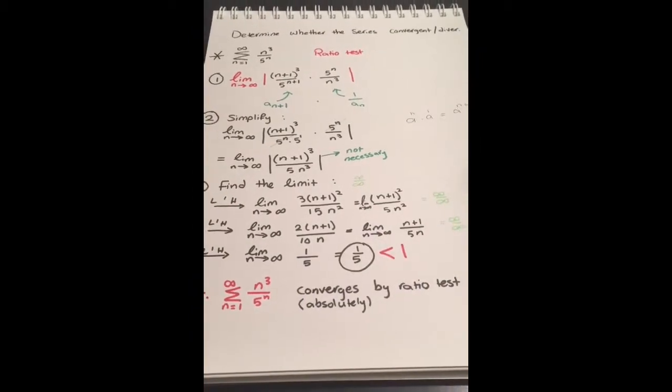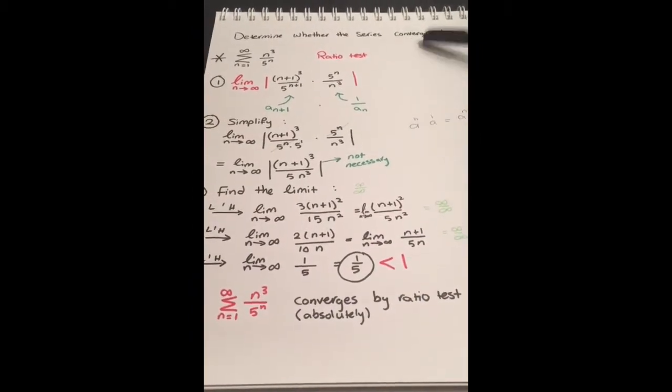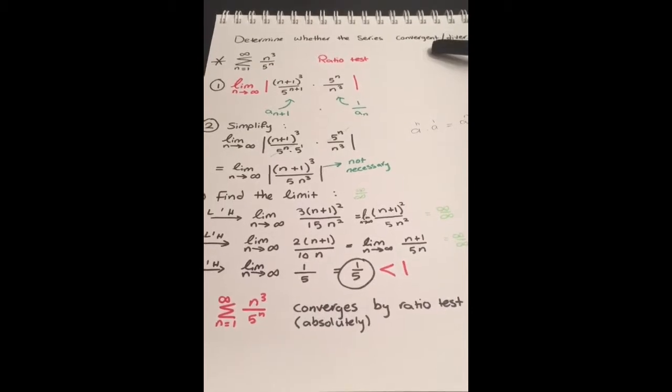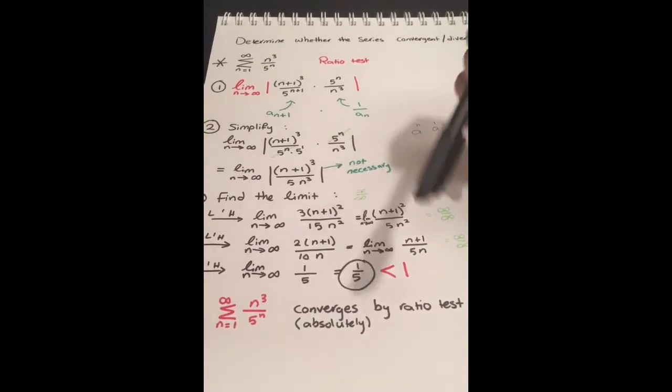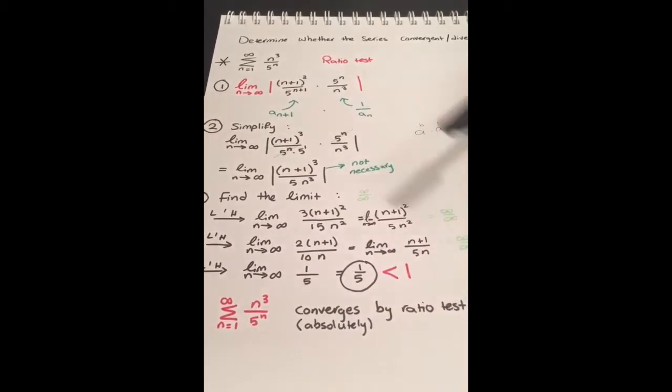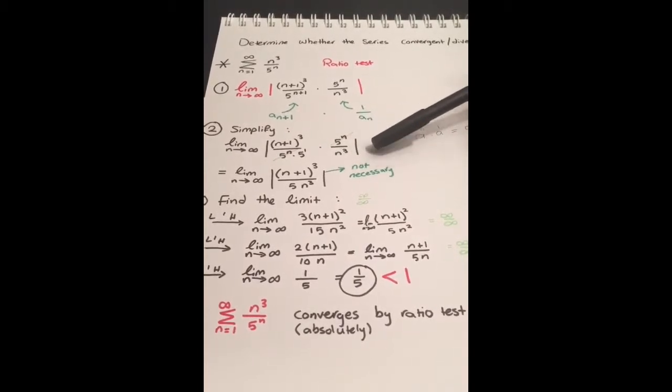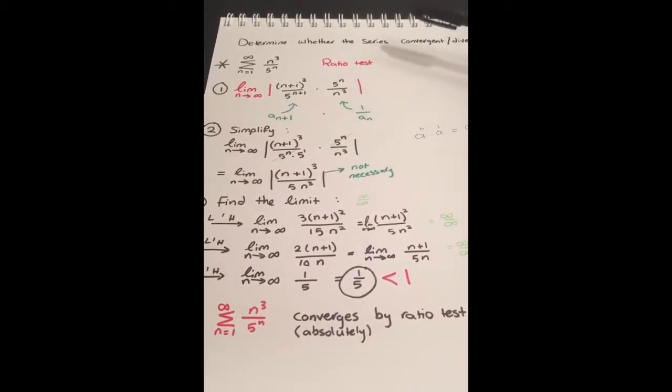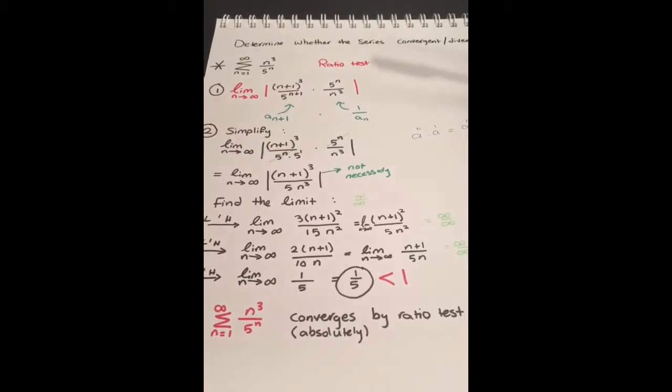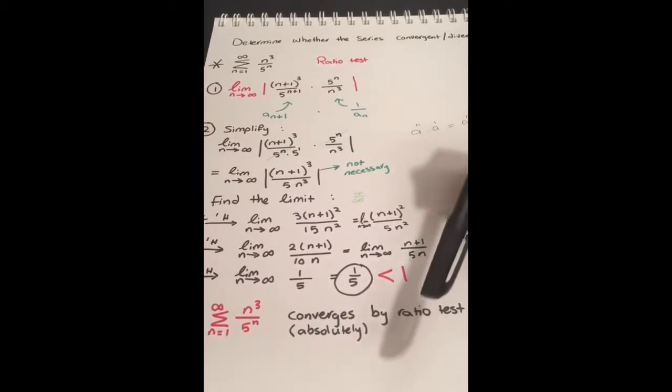Now the question was asking whether the series is absolutely convergent or conditionally convergent. We need to state that our series is absolutely convergent because we used the absolute value in our solution. But because the question was only asking whether it's convergent or divergent, we just need to put that it's convergent.